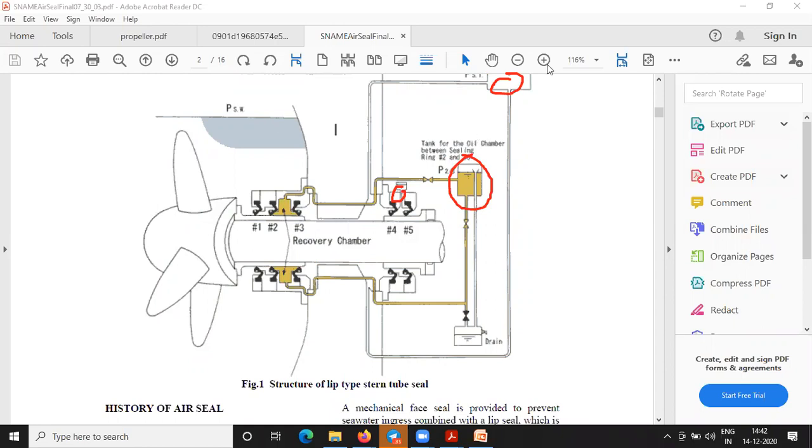Yes, sir, gravity tank. Usually, sir, they ask this very common question: why do we have a gravity tank? Why don't we use the pump? Why don't we need the pump? Specifically, why this gravity tank? Okay, I will answer, sir.